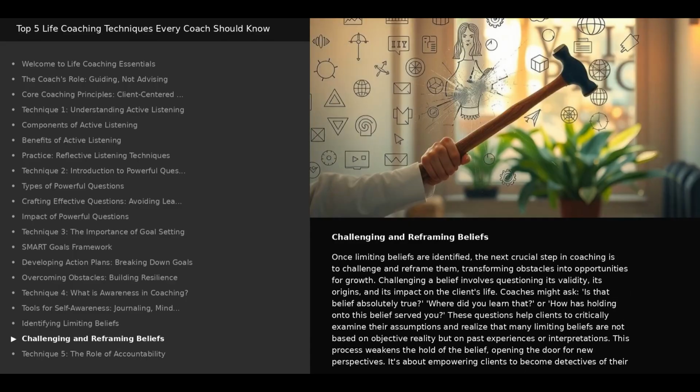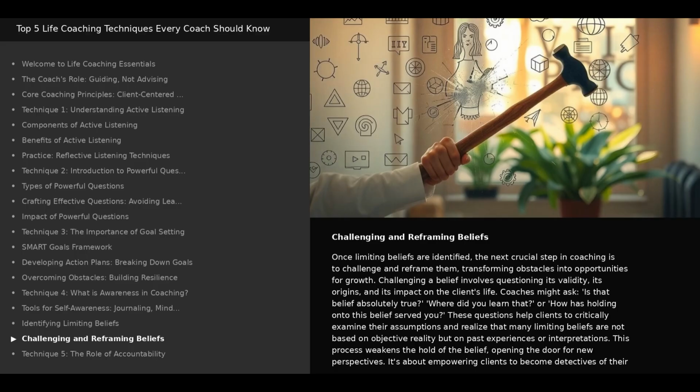Challenging and reframing beliefs. Once limiting beliefs are identified, the next crucial step in coaching is to challenge and reframe them, transforming obstacles into opportunities for growth. Challenging a belief involves questioning its validity, its origins, and its impact on the client's life. Coaches might ask, "Is that belief absolutely true? Where did you learn that?" Or, "How has holding on to this belief served you?"